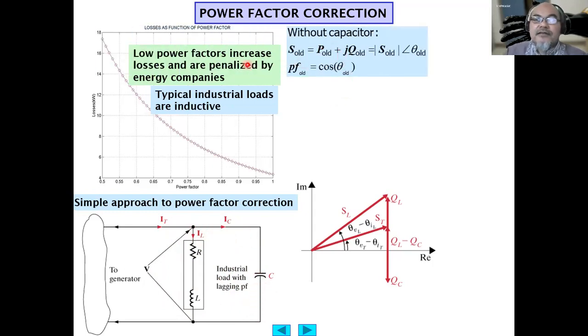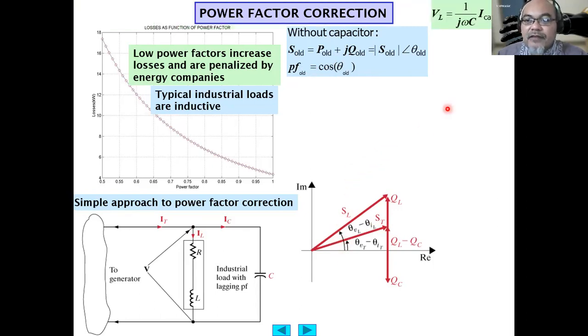Without the capacitor, the old complex power will be S old equals P old, the active power, plus jQ old, the old reactive power. Or in phasor format, it is the magnitude of the old complex power, S old, with the phase angle theta old. In this figure, it is drawn here in this first arrow, theta VL minus theta IL. The old power factor is cosine of this theta old.